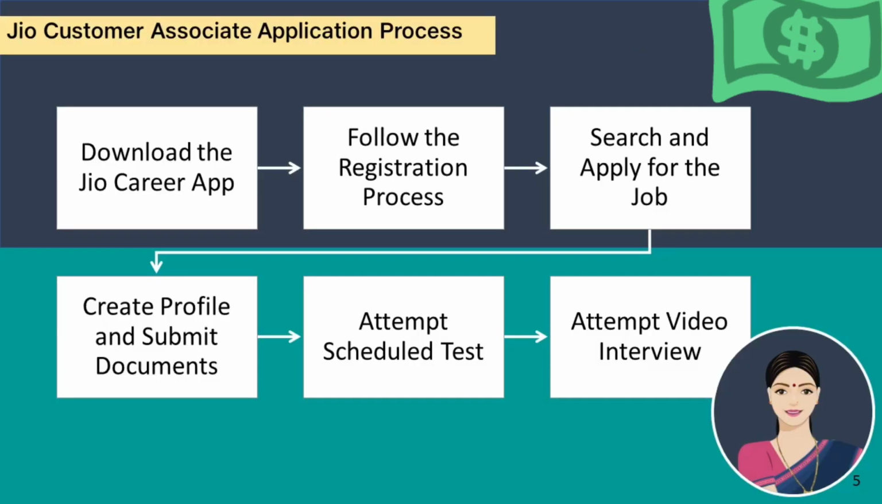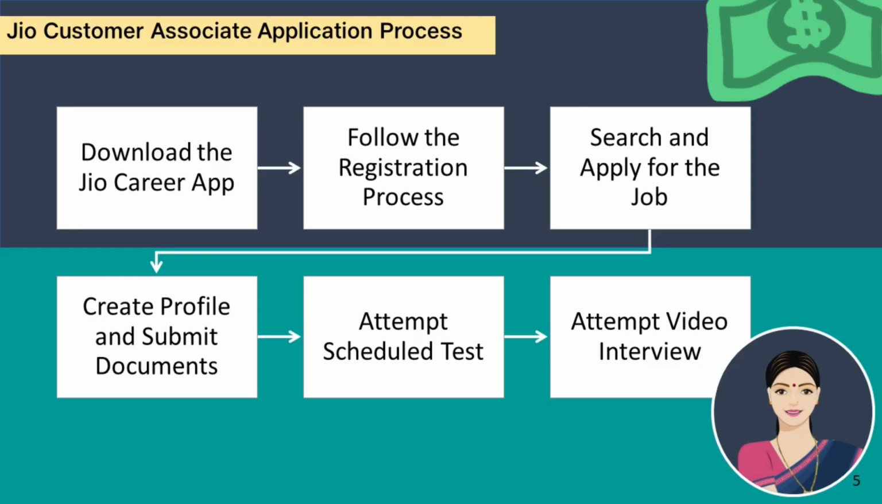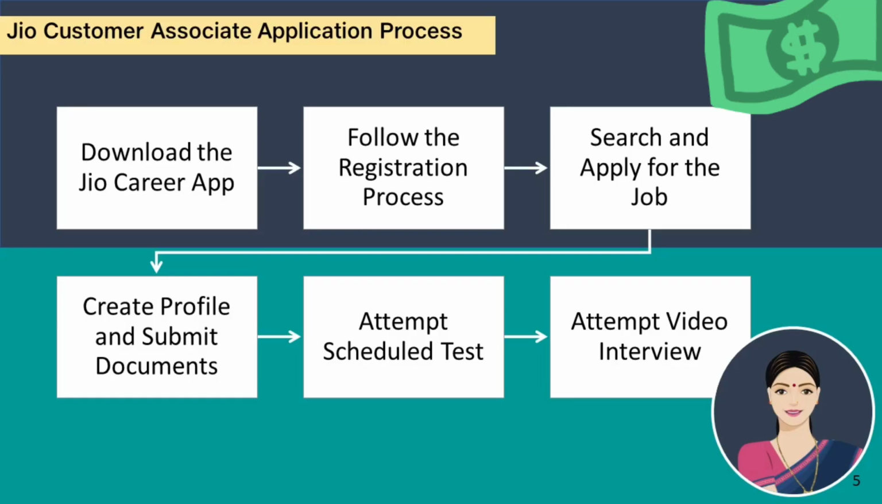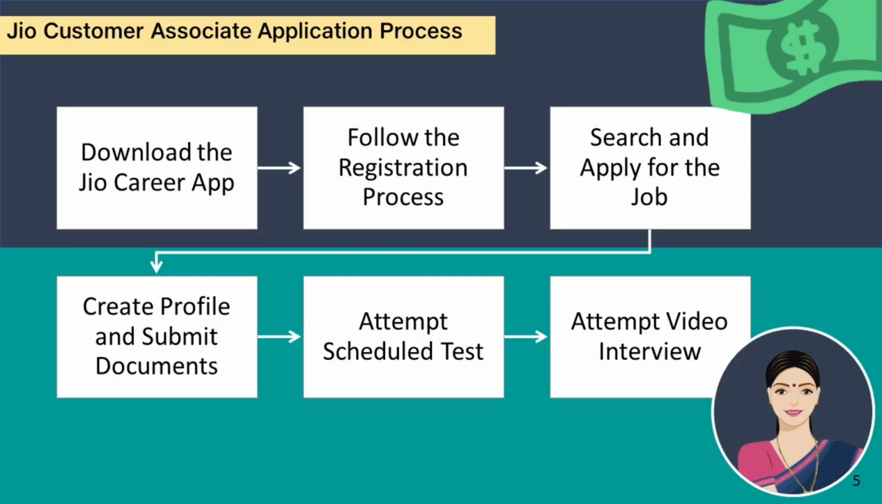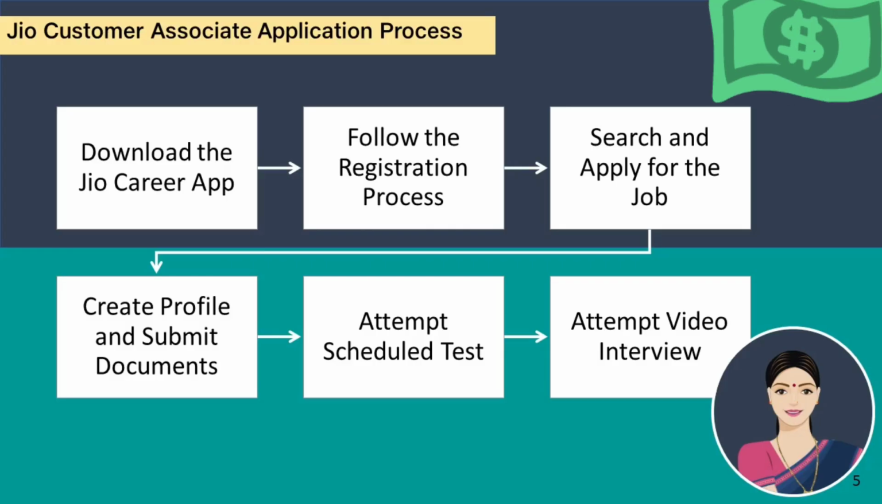Given on the screen is the overall application process of a Jio Customer Associate. You need to download the Jio Career app and then follow the registration procedure. You then need to search the relevant job profile and apply for the job. Complete the profile details and submit documents. Attempt scheduled tests and video interviews on Jio Career app.